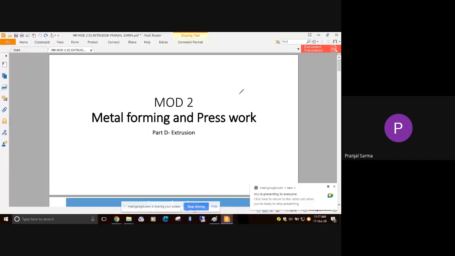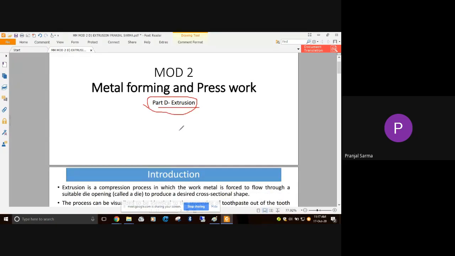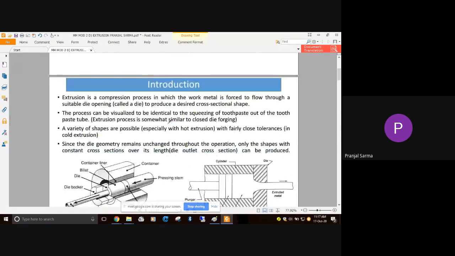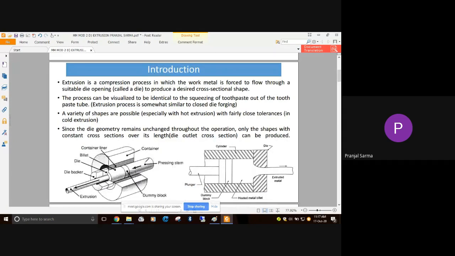So in the previous classes, we started discussing the extrusion process. We already know what the extrusion process is, and how we can compare the extrusion process versus the rolling process. What are the similarities? What are the differences?